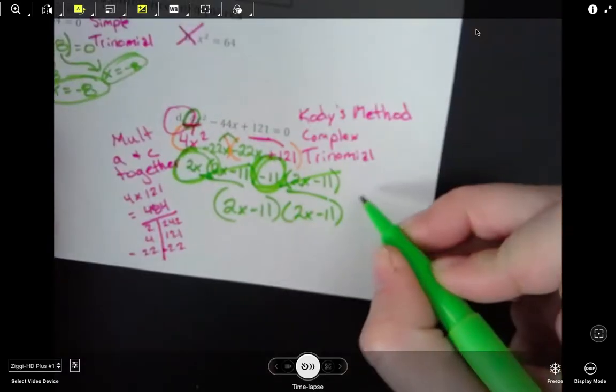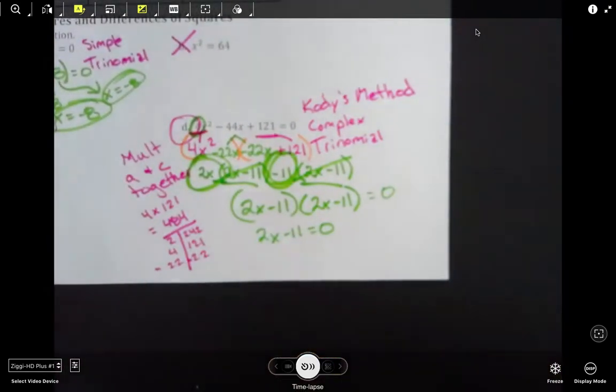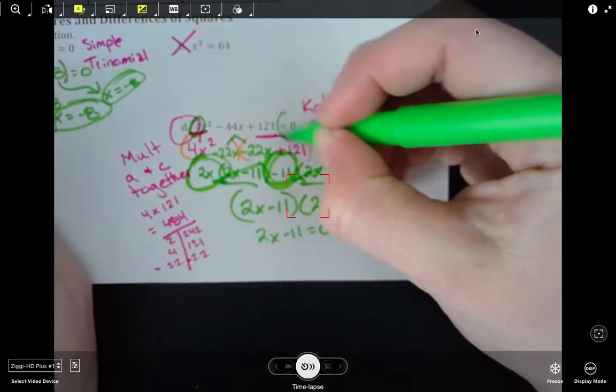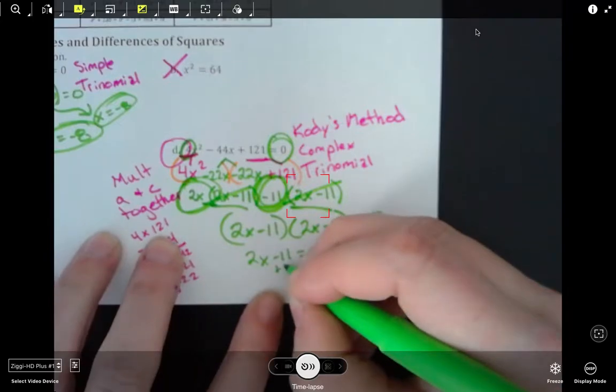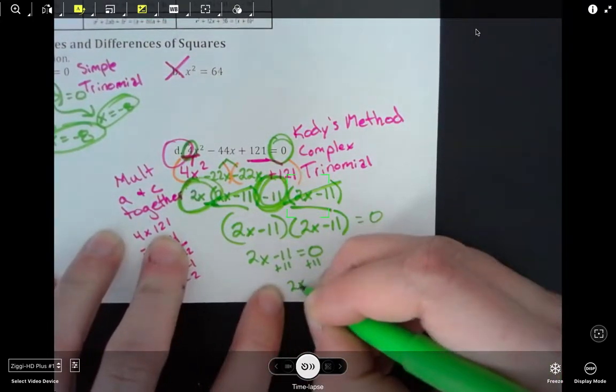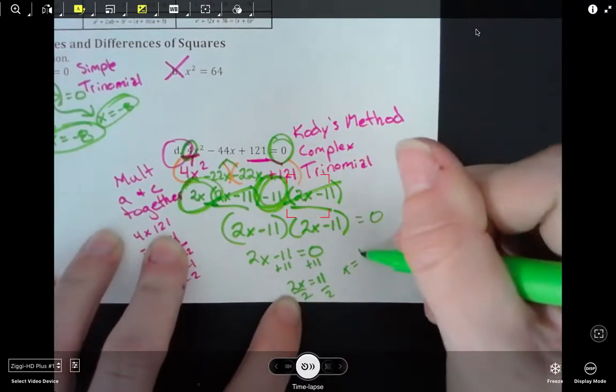I'm just going to leave it like that. Let's just do equals 0 for both pieces. We've got to solve it from there, because it's equal to 0, right? It's not hard. 2x minus 11 equals 0. Plus 11 plus 11. So 2x equals 11. Divide by 2. X is 11 over 2.